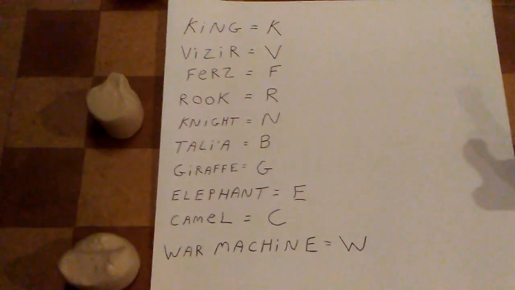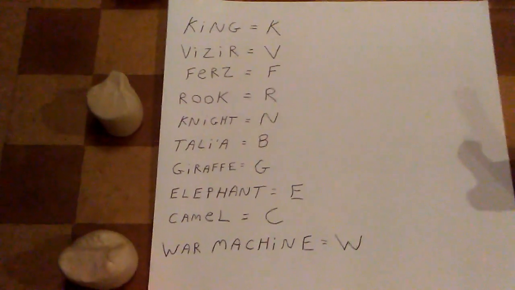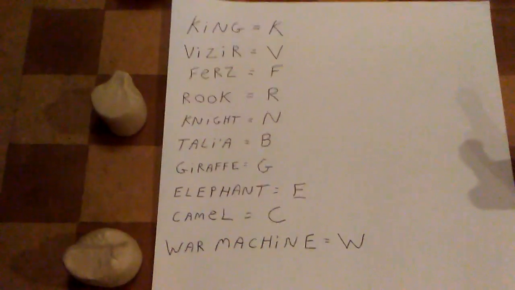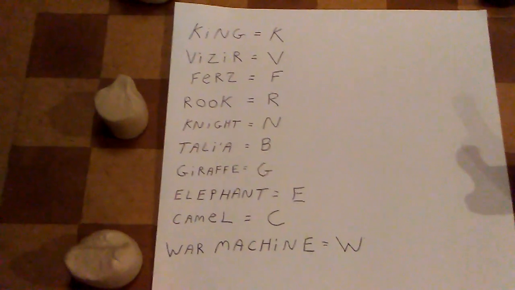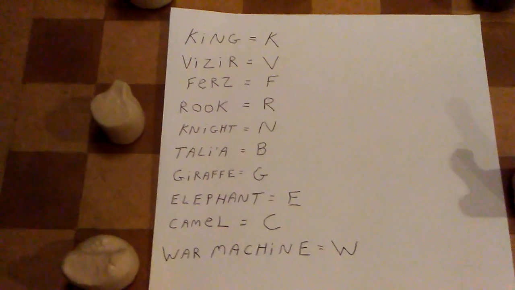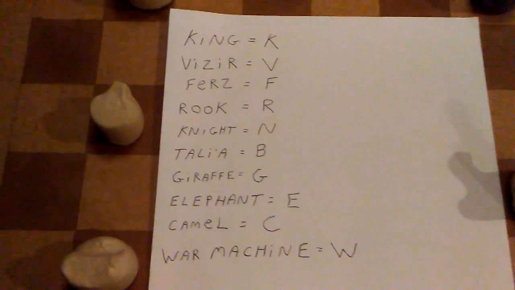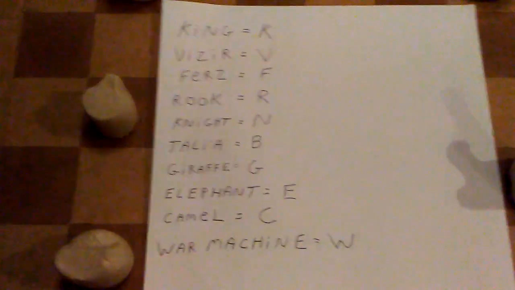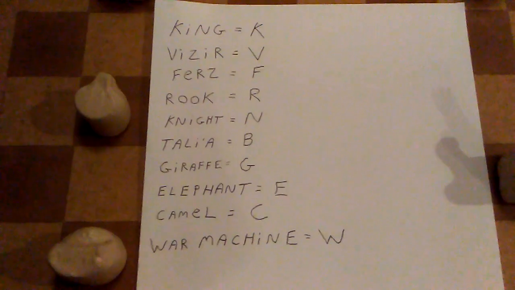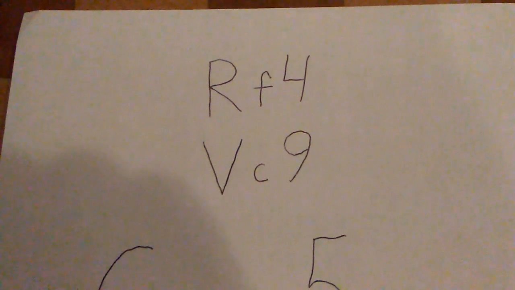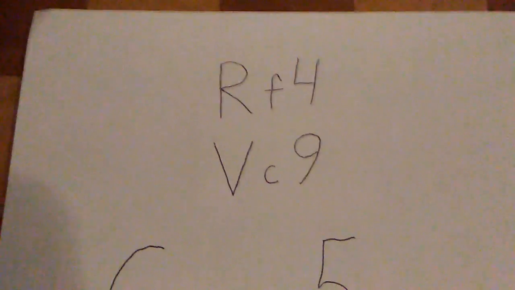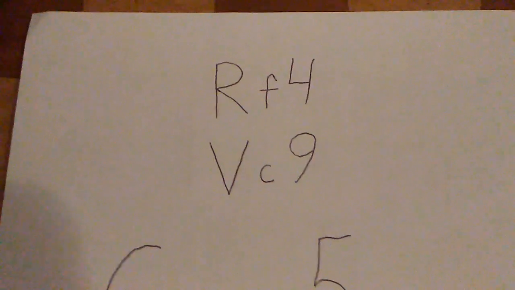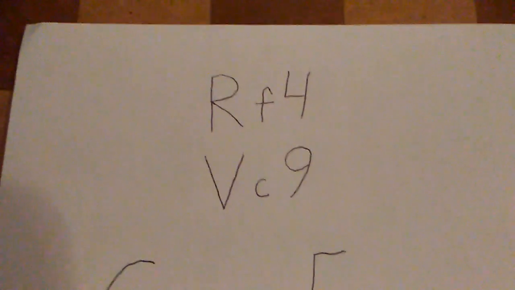For the talia, the piece that moves like the bishop, I just thought it was more intuitive to use a B, more recognizable as a bishop. Of course, the knight, you use an N because the K is already used for the king. Giraffe, G, elephant, E, camel, C, war machine, W. So those right there are the letters that I've used for each of the pieces. Okay, so there's two examples. The rook moving to the F4 square would be written like that, and if you move your vizier to the C9 square, it would be written like that in algebraic notation.